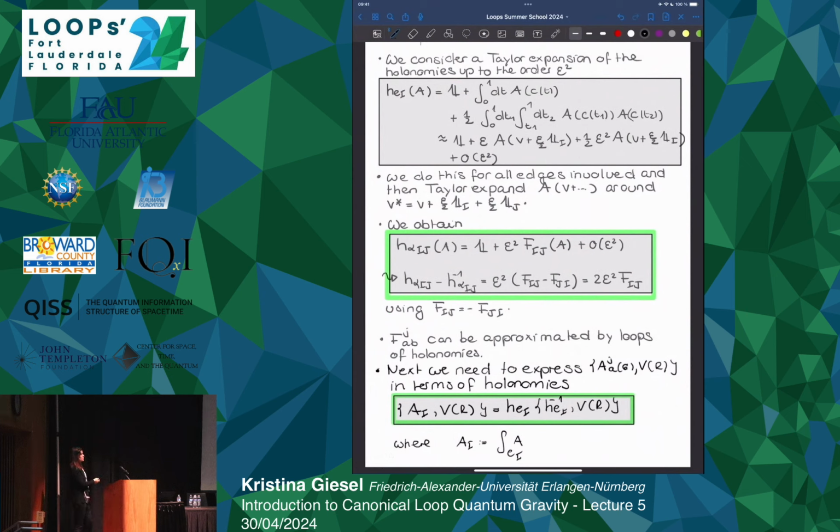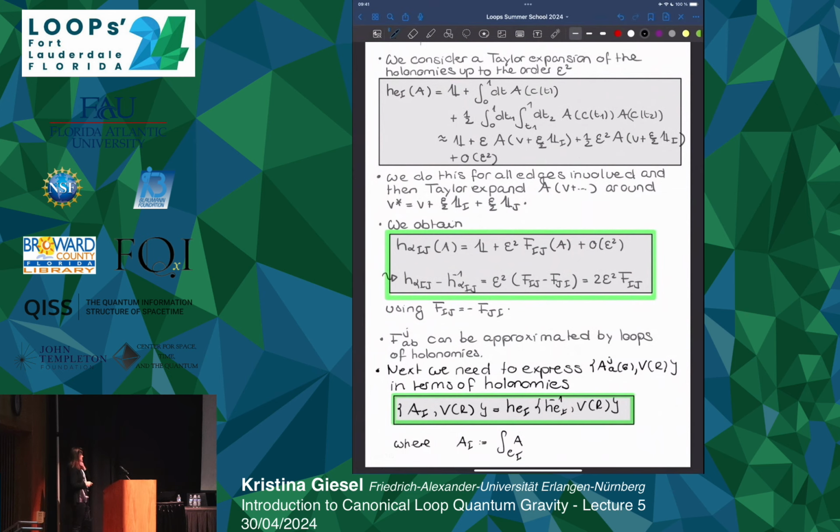Now, in order to approximate F, we need to get rid of this lowest order, but this we can do by just taking the difference of the holonomy along the loop and the holonomy along its inverse. Then the lowest order cancels, and we get epsilon squared times this combination of F's, and since this is antisymmetric in ij, we just get twice F. So if we solve this for F_ij, we have an approximation of F in terms of loops.